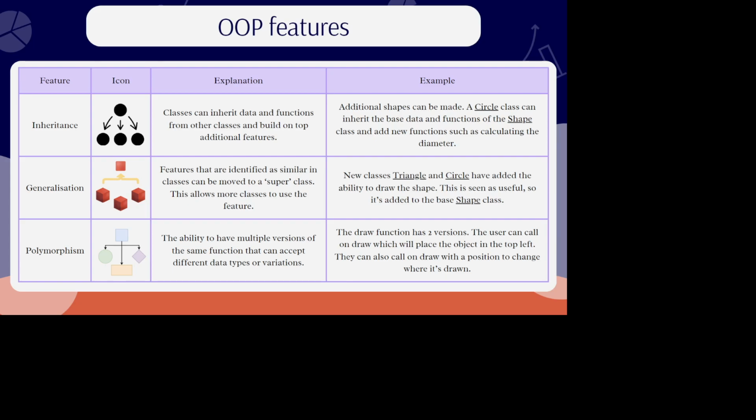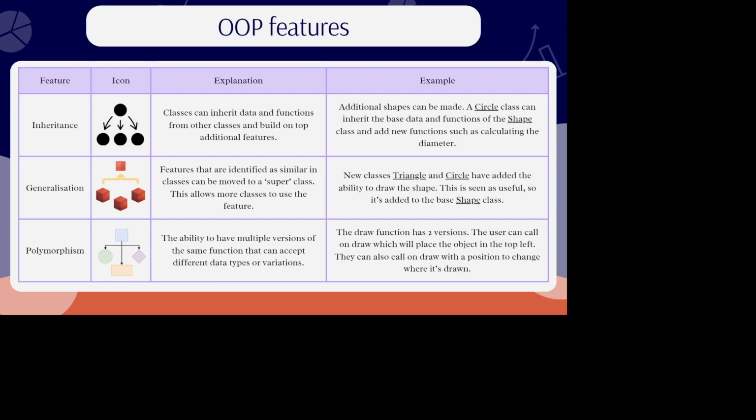All right, generalization's a bit weird. Imagine we created lots of different classes. We created a triangle, a circle, a rectangle, a square, all that kind of stuff. And we added the ability to draw those shapes on the screen. We went, holy crap, that's really useful. Let's put it in our original shape class. That's generalization: the idea that we're adding a function to every single class, and we go, nope, let's add it to the parent so everybody gets it.